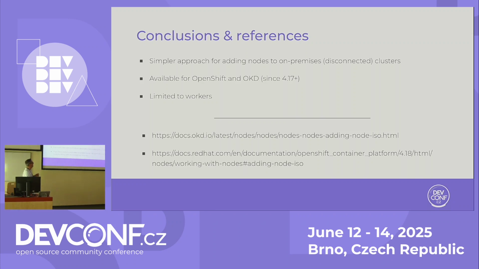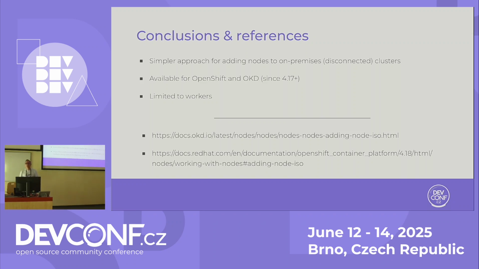We have reached the end. So just to summarize what we saw today, I showed you a new approach that hopefully will make adding a node to an on-premises cluster a little bit less painful, which works well also for disconnected environments. It's available for OpenShift and OKD since 4.17, so don't try to use it before because it isn't there.